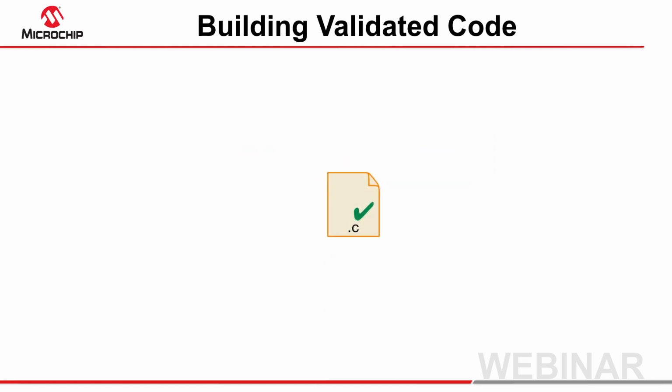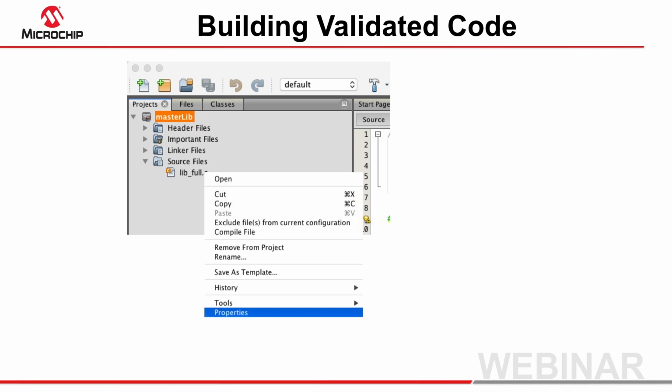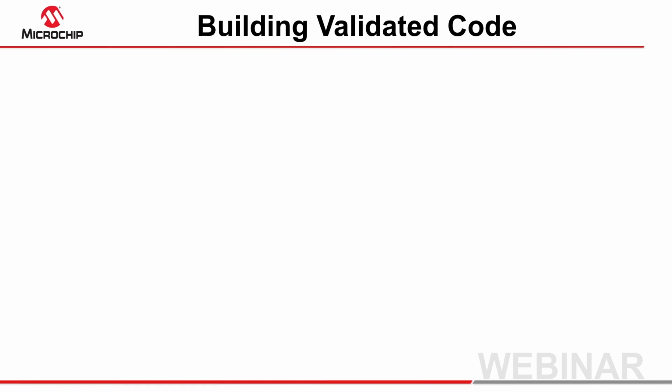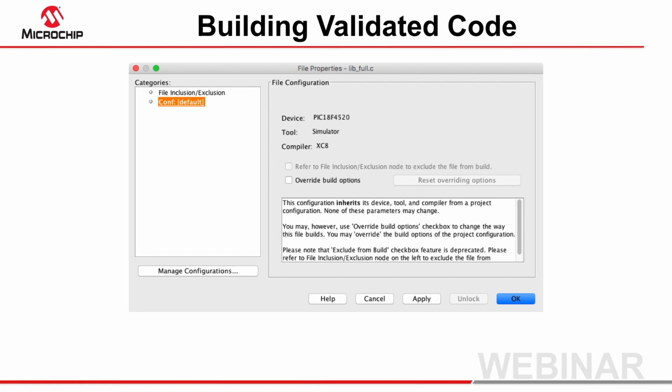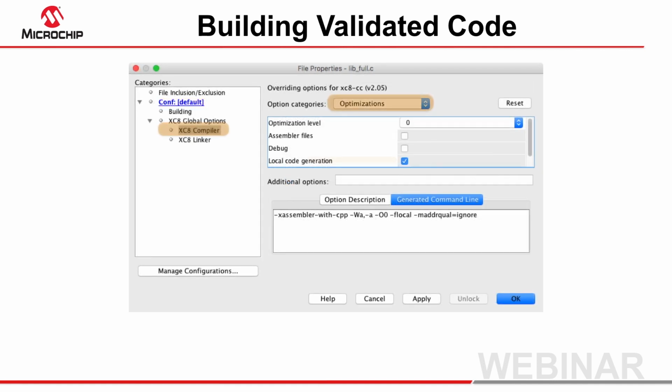If you are developing source code, or you have obtained validated code that has been distributed as a single source file, you must inform the compiler that this code has to be built with local code generation. Enable it for just one file by right-clicking on its source file icon in the project's view and select Properties. In the dialog, enable Override Build Options. This reveals the compiler options that apply to just this file, and you can then enable the Optimizations Local Code Generation optimization.